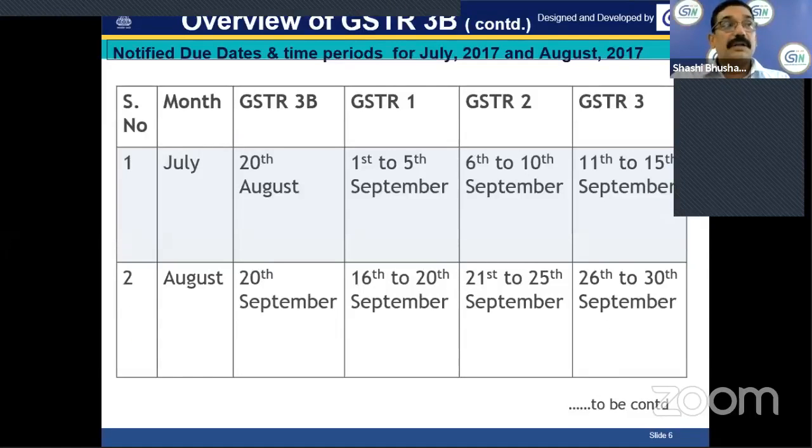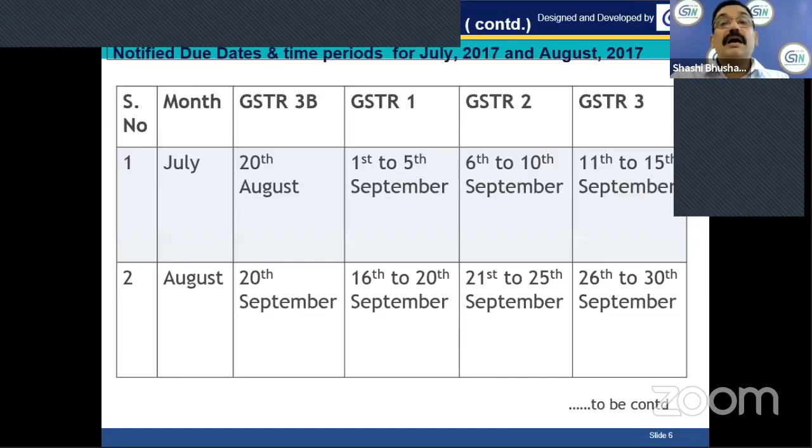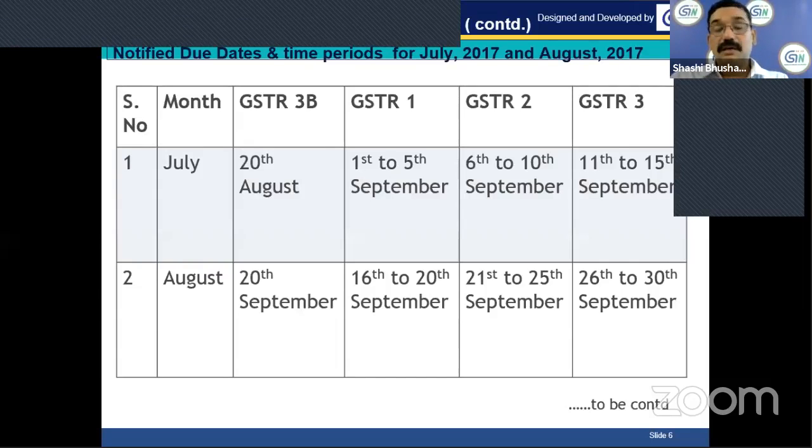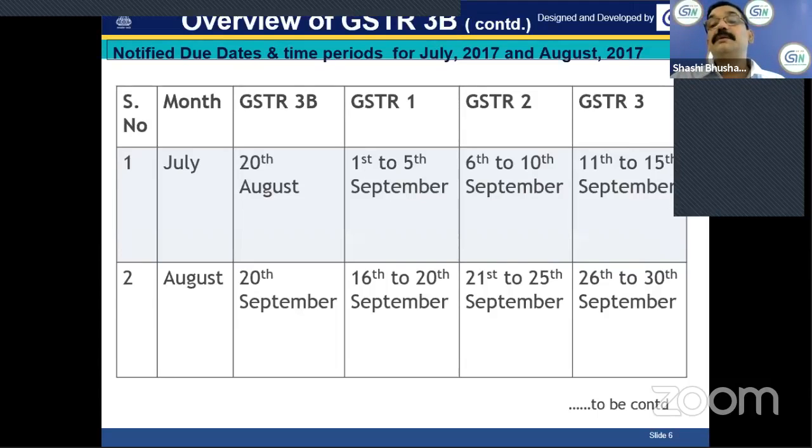Now, these are the dates which have now been formally notified by the government that GSTR 3B has to be filed for July by the 20th August, for August by the 20th September. And GSTR 1 has to be filed from 1st to 5th September for July, and from 16th to 20th September for August. And GSTR 2 has to be filed by 6th to 10th September for July and 21st to 25th September for August. And the differences that are there will have to be paid through GSTR 3 between 11th and 15th September for the July tax period and 26th to 30th September for the August tax period.